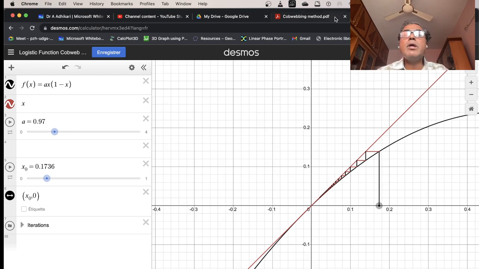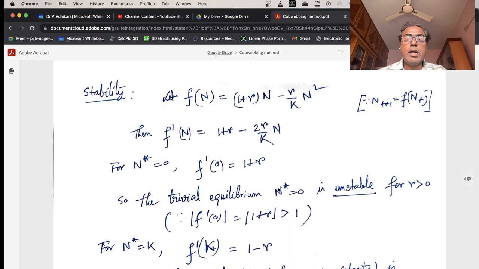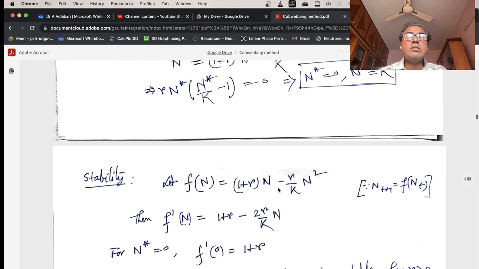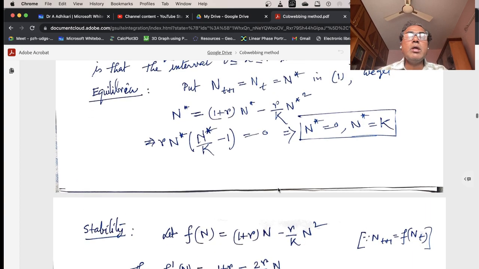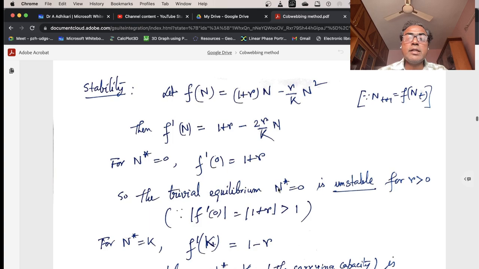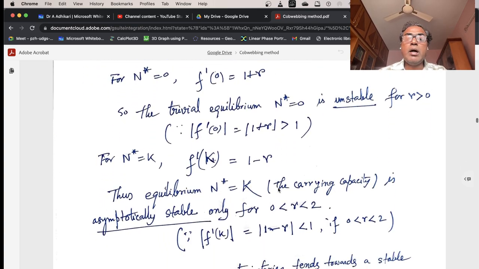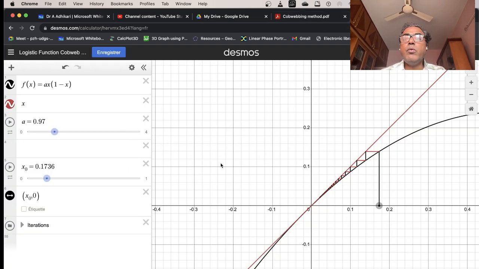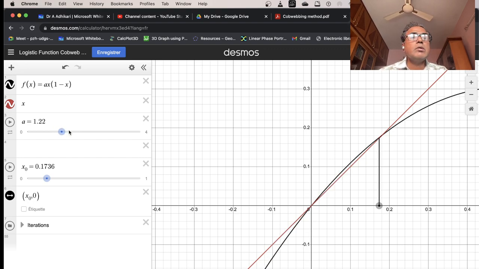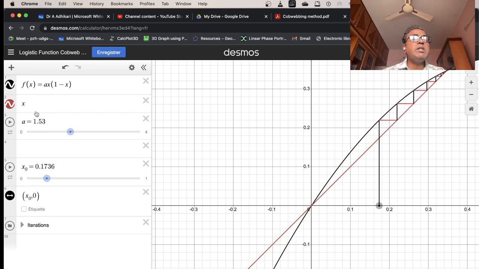Note that regarding stability, if r is greater than 0, and if r lies between 0 and 2, then we get stability. Now consider when a is greater than 1.